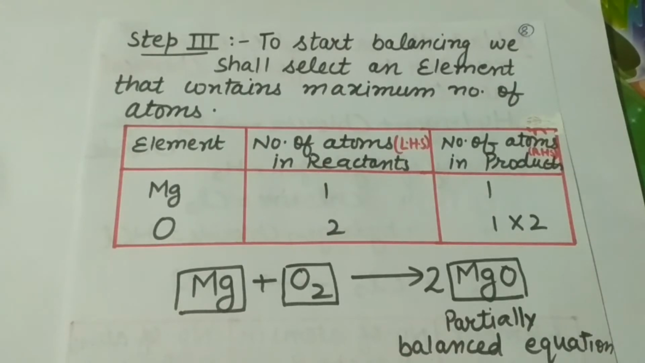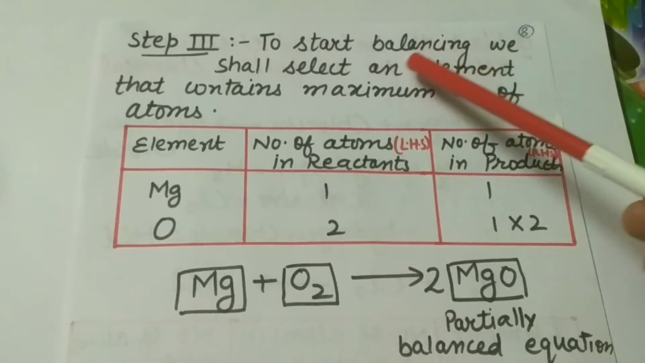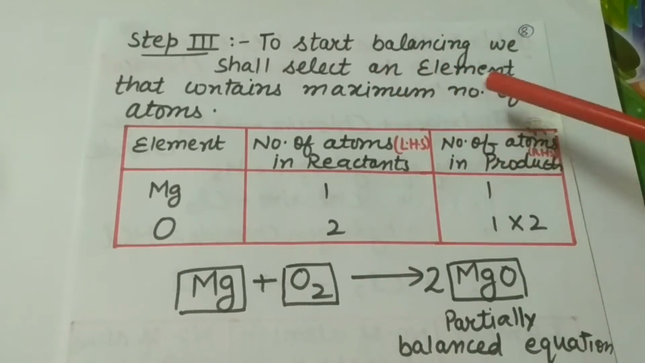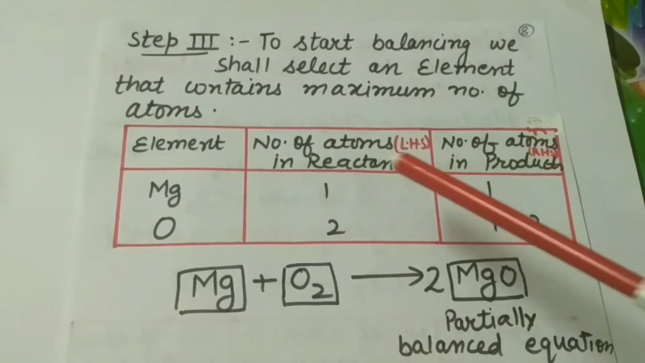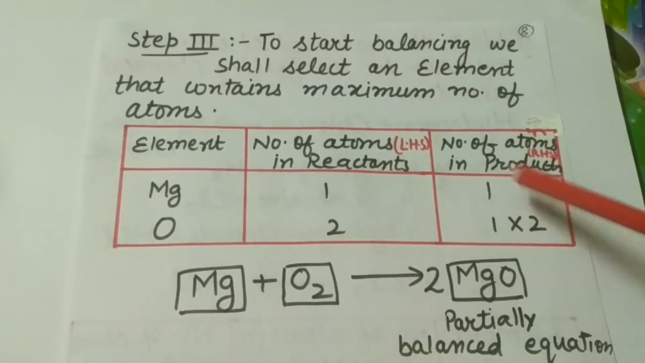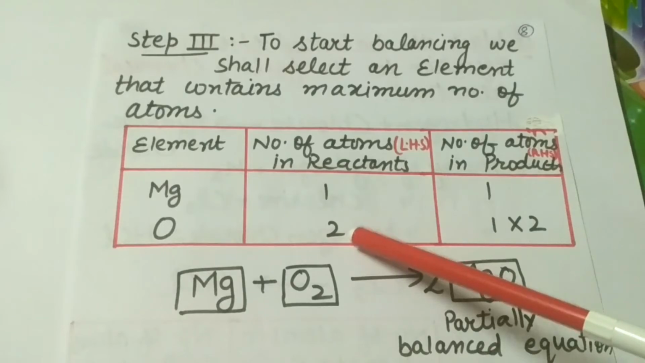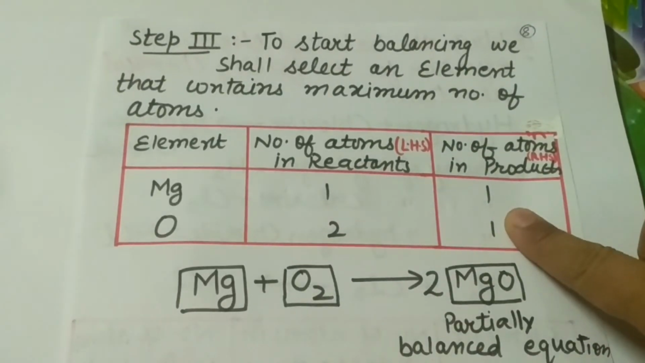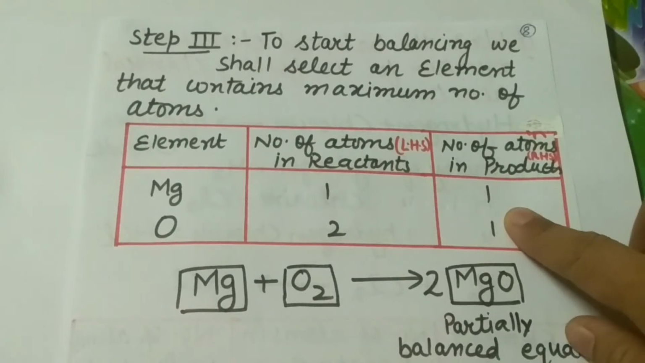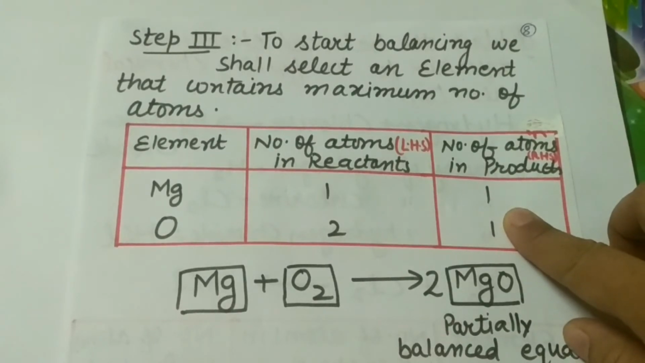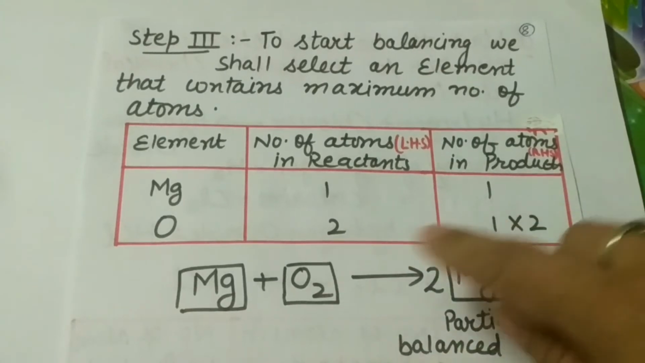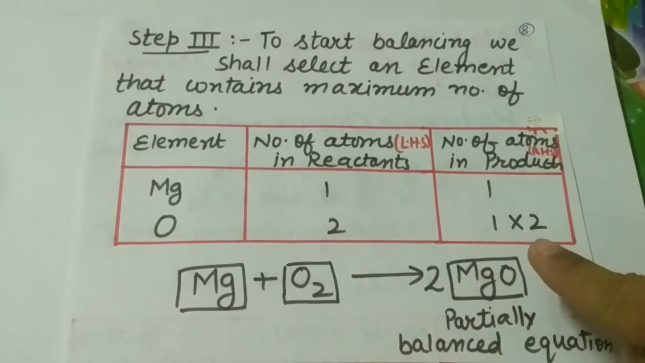Now we are going to discuss the third step. Before starting the balancing, we have to select the element that contains the maximum number of atoms. Here, magnesium is already balanced. Then who is left? Only oxygen. Oxygen here is 2, and on the right it is 1. In order to obtain 2 on the right hand side also, I have multiplied it with 2. Now you can see here also 2, here also 2.